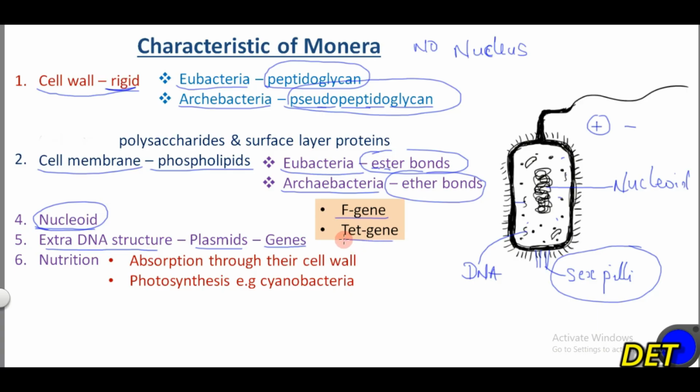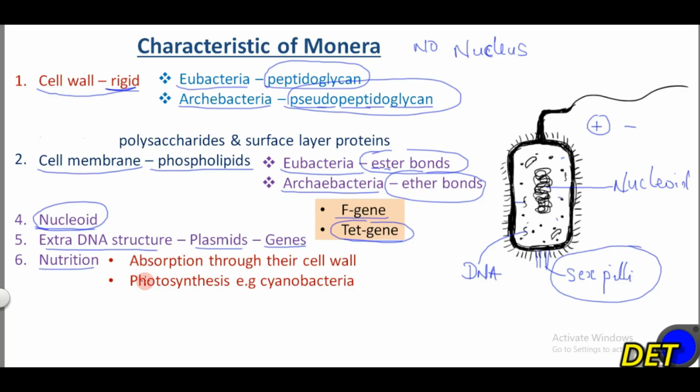Then we have the TET gene, and the TET gene is responsible for antibiotic resistance, right? When you apply antibiotics to bacteria, antibiotics are supposed to kill bacteria, right? But some bacteria are resistant to some antibiotics, and this is due to the TET gene that is produced by the plasmids.